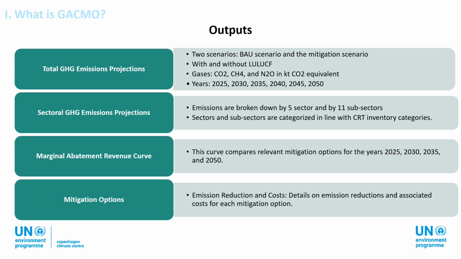Emissions are broken down by 5 sectors and 11 subsectors. Sectors and subsectors are categorized in line with the CRT inventory categories. Additionally, one of the key outputs of the GACMO tool is the marginal abatement revenue curve. Finally, for each mitigation option, the tool provides details on emission reduction and associated costs.